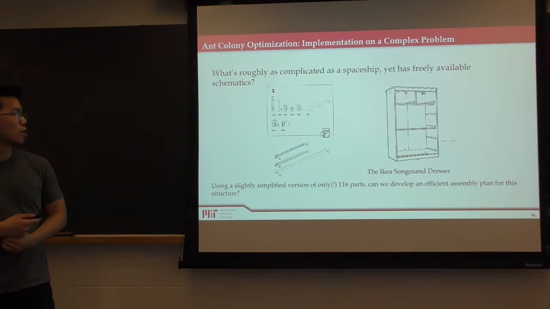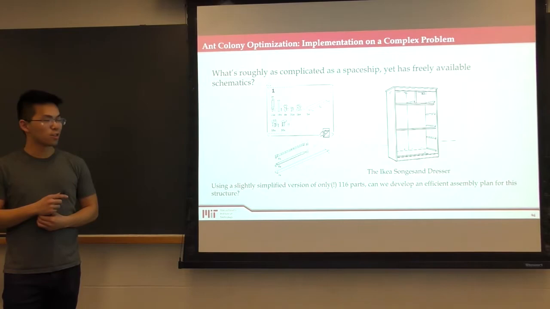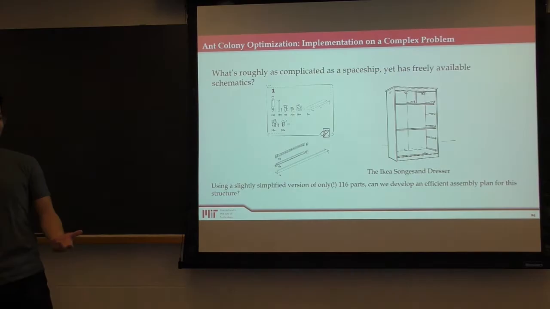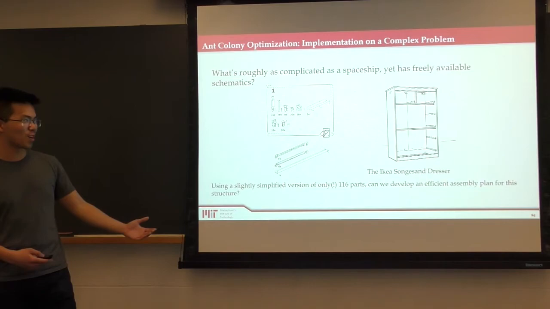Great. And so for the implementation of this algorithm, we couldn't find a schematic of a spaceship. So since there are very similar things in an IKEA song and dresser, we used that. It has 116 parts and, you know, it makes a lot of sense.